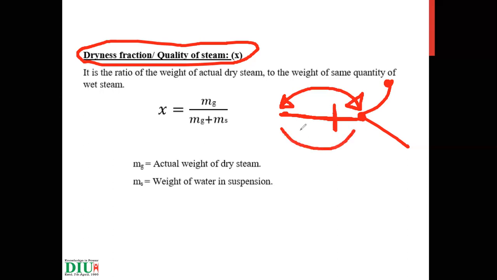The point can be anywhere, but how can we understand the point? So they denoted a new factor named the dryness fraction, X. Remember, the dryness fraction is only for wet steam.